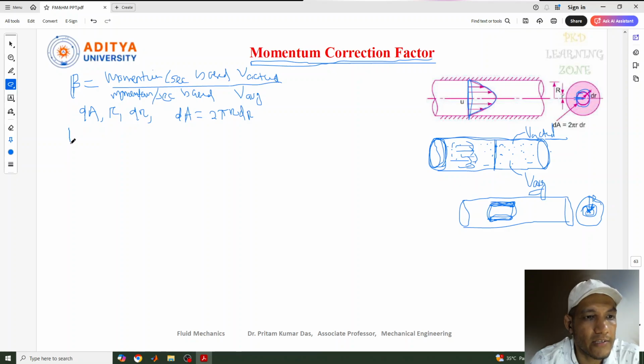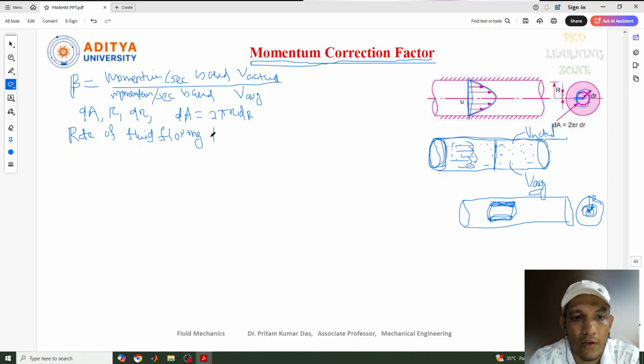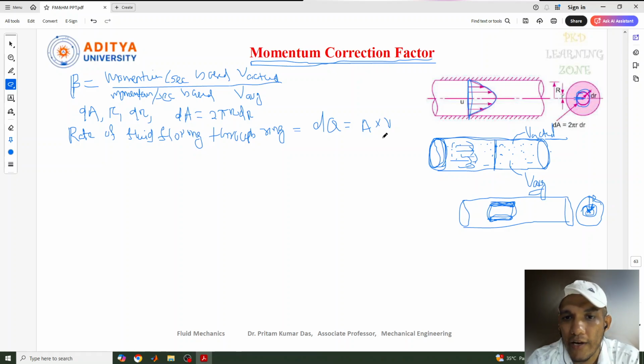Now I'll go a little fast, because we have already done similar kinds of things. The rate of fluid flowing through this ring is equal to dQ, or I can write it as A times V, the area of the ring element into the velocity.